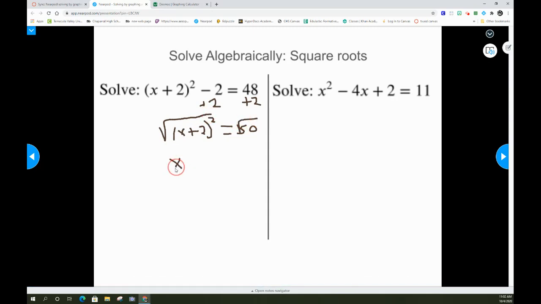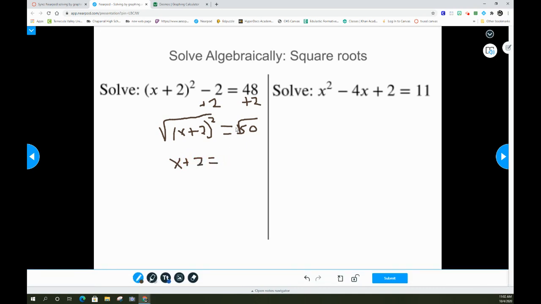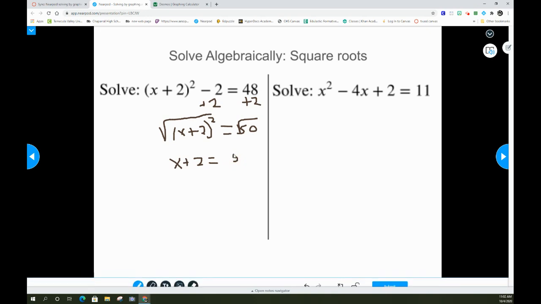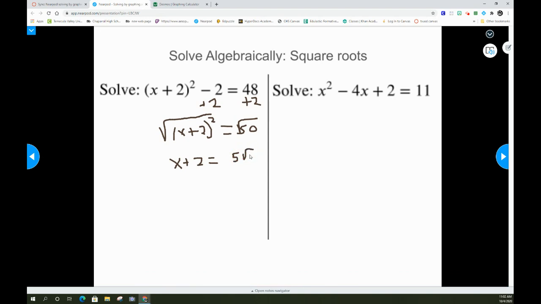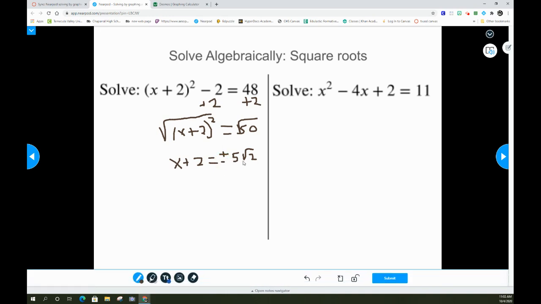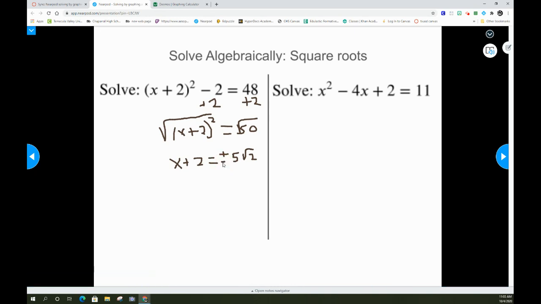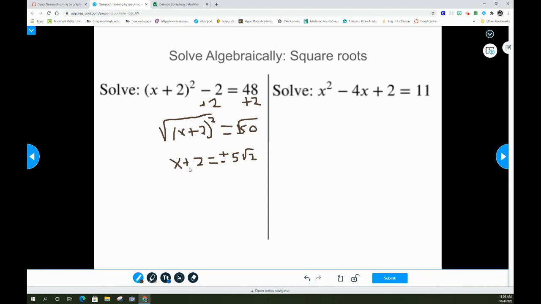On the left side, I just have x + 2. Now pay attention, this is very important. When I square root 50, I want to simplify it, just like we did on the last slide. It's 25 times 2, so this simplifies to 5 rad 2. But we have to put a plus or minus in front, because negative 5 rad 2 times negative 5 rad 2 is also 50. So we have to make sure we put plus or minus. Last step, subtract 2.